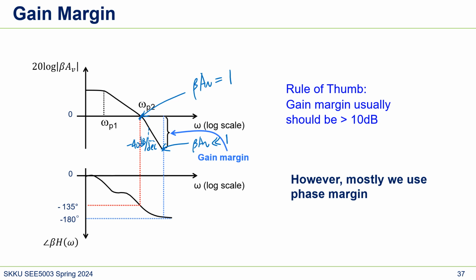But well, let's just say at this point the gain is a lot smaller than 1. And that gain difference in dB is what we call gain margin. Gain margin usually should be more than 10 dB, but I've never seen a circuit specification that asks about gain margin. So we mostly use phase margin, like 60 or 50 or 45. That's what people actually use.